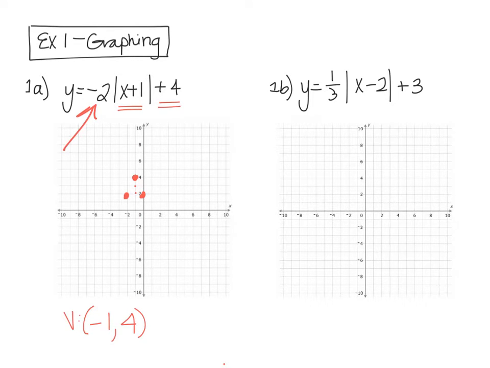We can do that a few more times to get a good V-looking shape. Down 2 and to the left 1. All right, which is going to give me this graph right here.